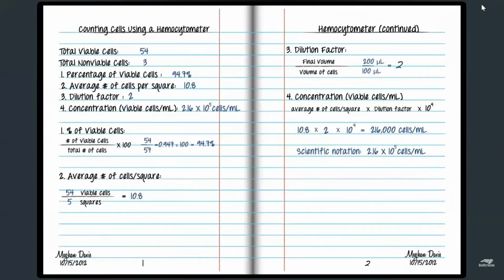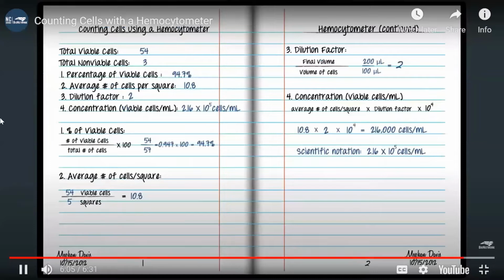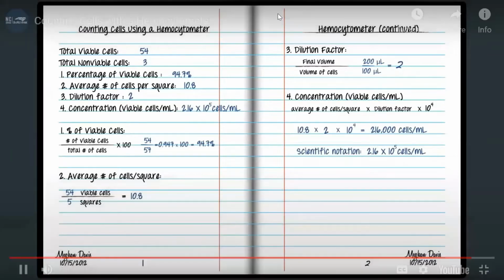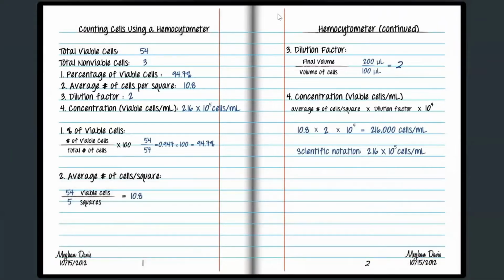From our calculations, we now know the concentration of cells in our culture is 216,000 cells per milliliter, and approximately 94.7% are viable living cells.